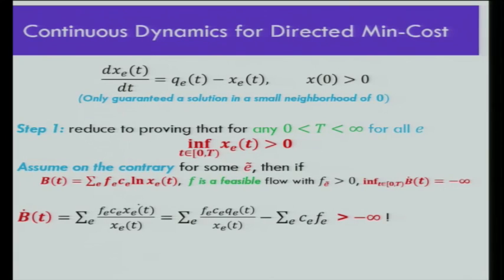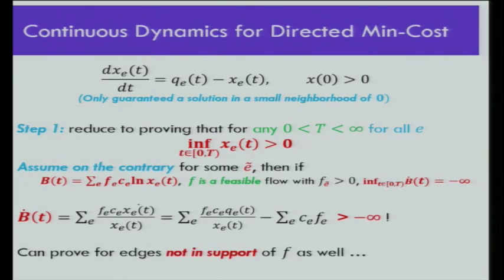You can extend this again using the sweep cut type argument that I had mentioned. And you can prove this for edges which are not in the support as well. Again, it requires you to control the potential difference, which you must show is not running away to infinity and so on. Okay, so this is all I wanted to talk about the proofs.